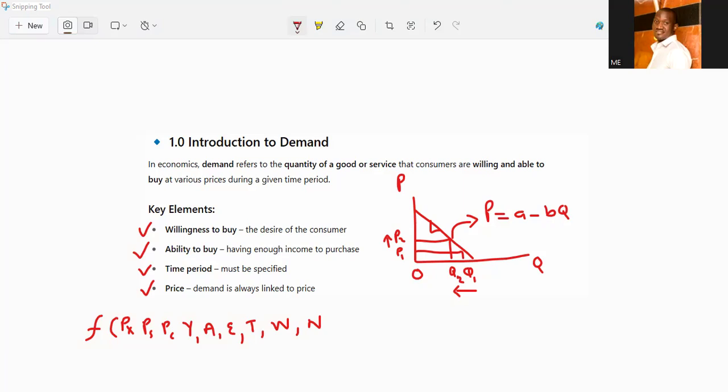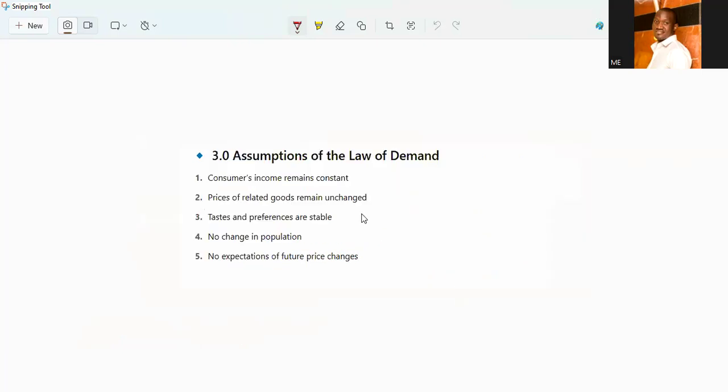Now, the law of demand has assumptions that the higher the price, the lower the quantity demanded, except that these assumptions will follow the following prerequisites for them to work. Number one, the assumption is that the consumer income must remain the same. Secondly, the prices of related goods must be unchanged. And also the tastes and preferences must be stable. There should be no change in population, no expectations in future.